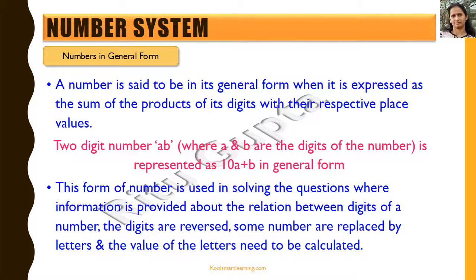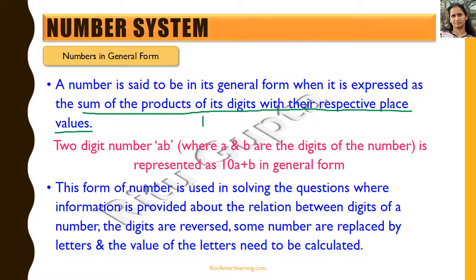So friends, let's try to understand what we mean by numbers in their general form. A number is said to be in its general form when it is expressed as the sum of the products of its digits with their respective place values. So what do we understand by that?